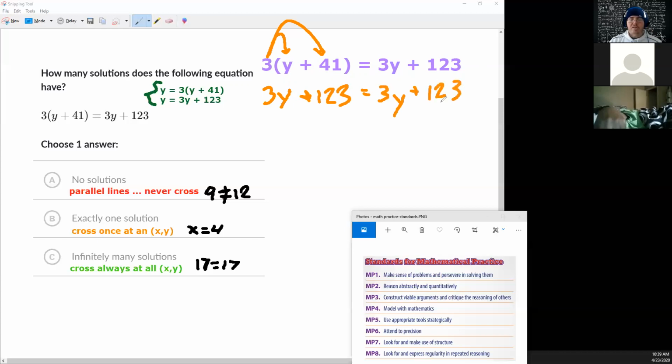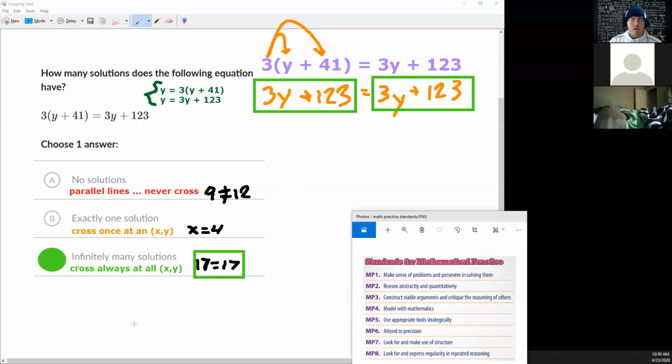And I'm pretty sure you guys have clever eyes. Can you tell which one it's going to be? You might notice I've got 3y plus 123 on the left side. I've got 3y plus 123 on the right side. They're identical twins. So the answer to this one is C. They are going to be infinite.